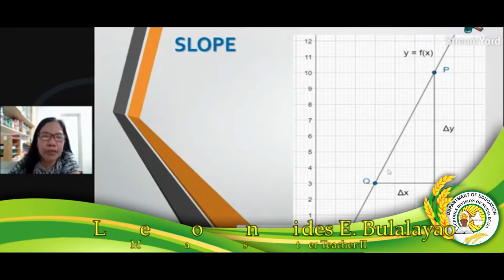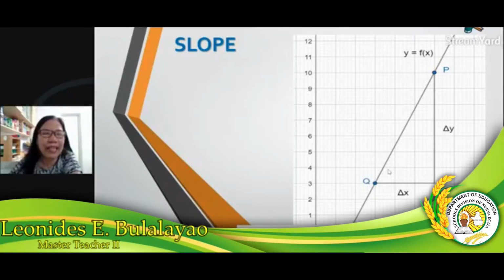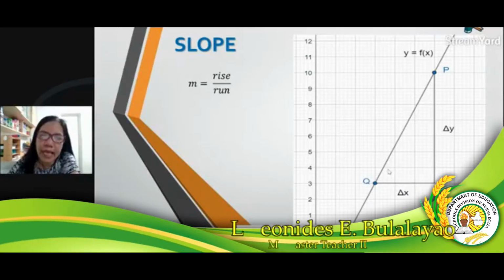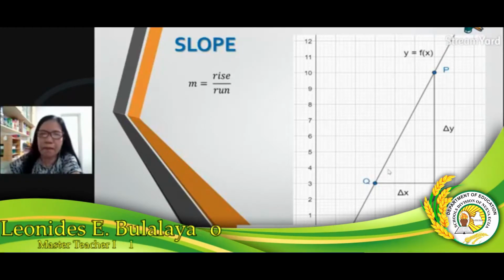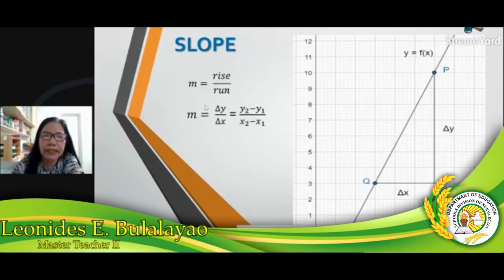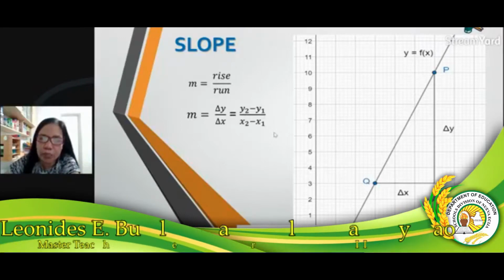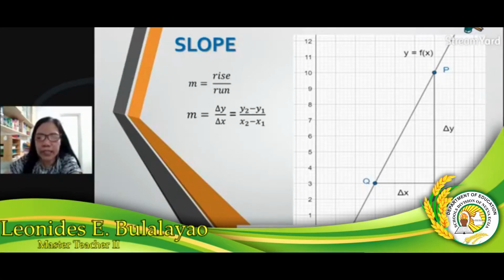So first we have to recall again the slope of the line. We can define the slope, of course, by rise over run, or delta y over delta x. And of course the formula that our students already know is y sub 2 minus y sub 1 over x sub 2 minus x sub 1.